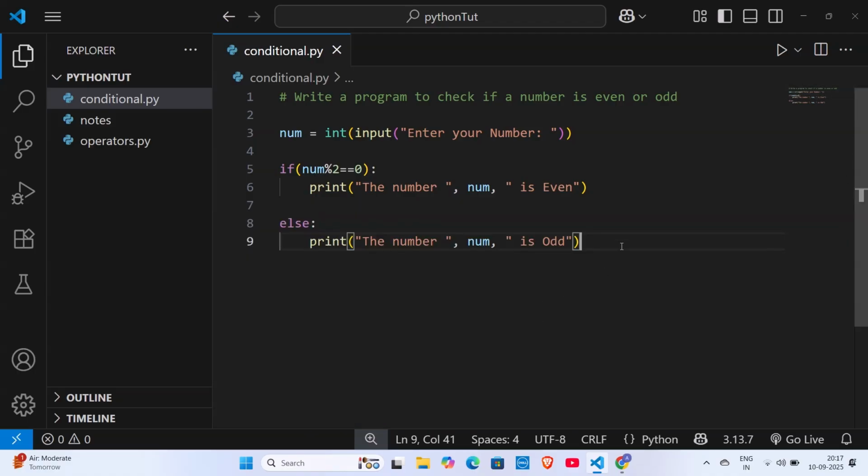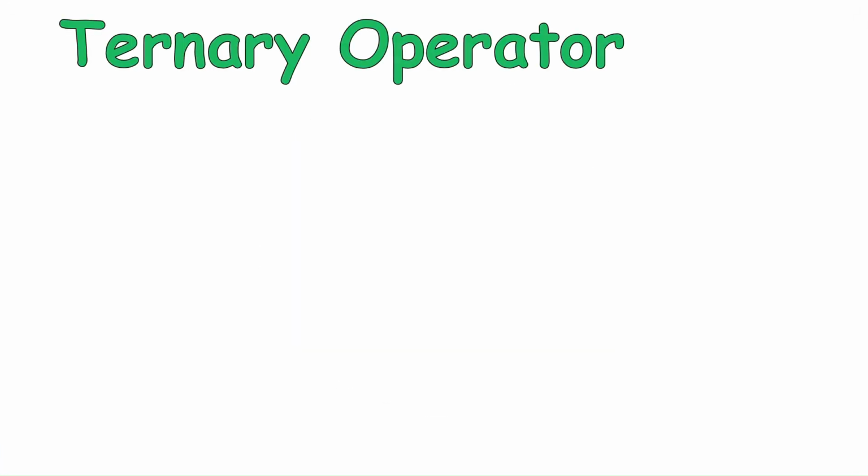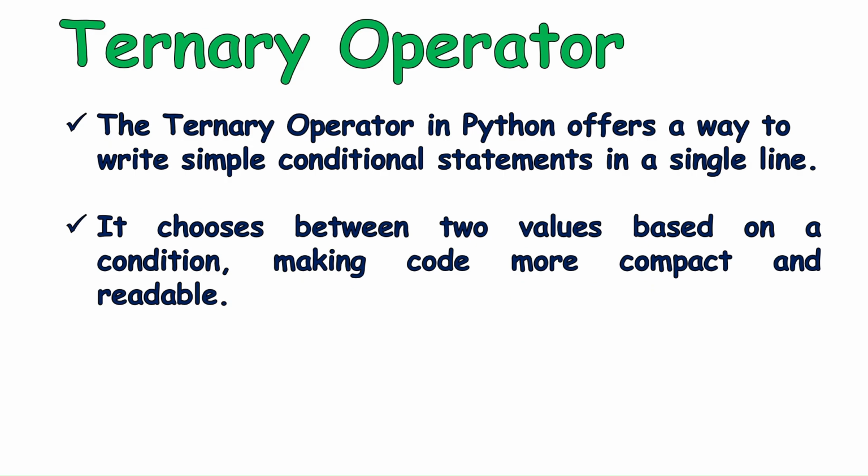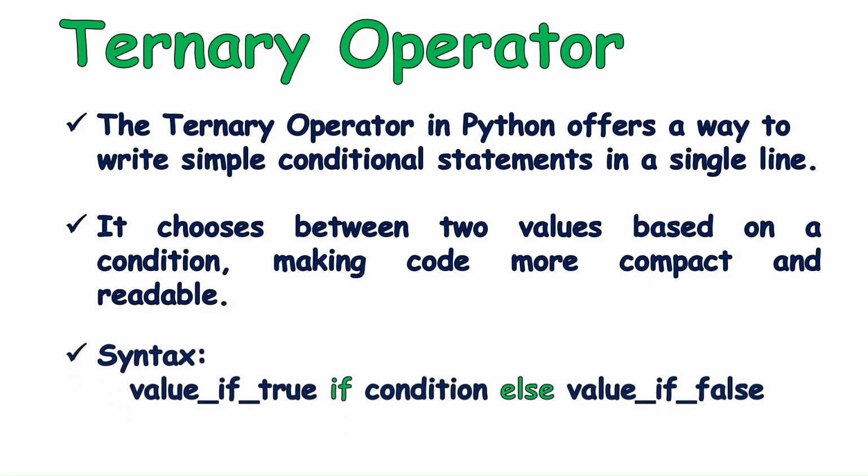Now, let me introduce you to a new concept, which is the ternary operator. The ternary operator in Python offers a way to write simple conditional statements in a single line. It chooses between two values based on a condition, making code more compact and readable. Its syntax is as follows. Value if true, then the if keyword with the condition, then the else keyword, then value if false.